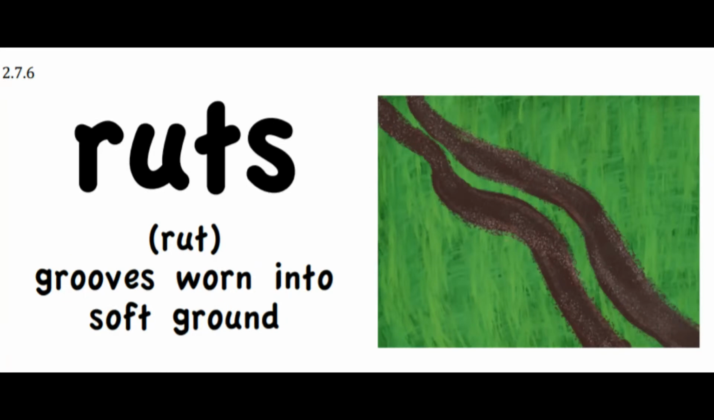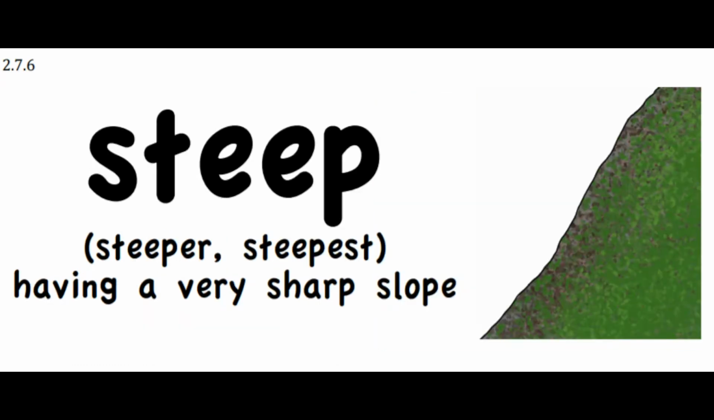Ruts. Ruts are grooves worn into soft ground. After the heavy rain, the wheels of the truck caused deep ruts in the mud. Steep. If something is steep, that means that it has a very sharp slope. Brian spent months preparing for his steep climb up the Andes Mountains in Peru.